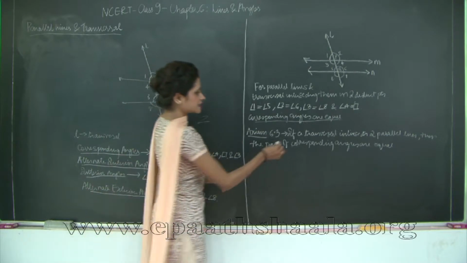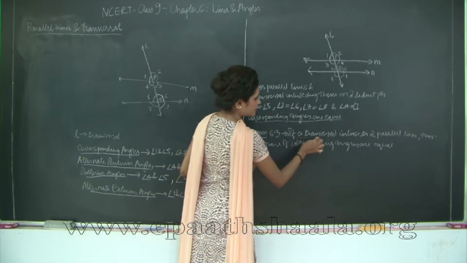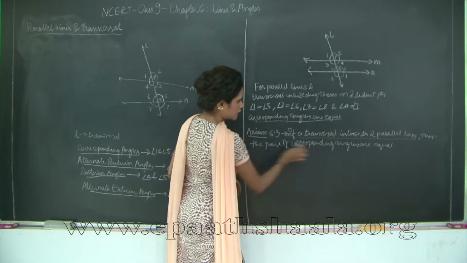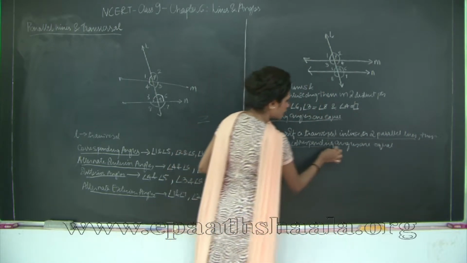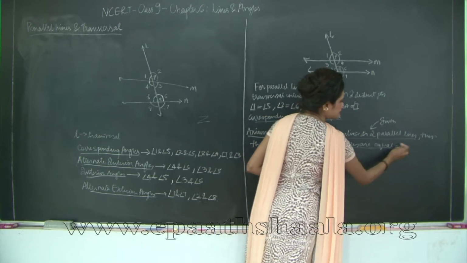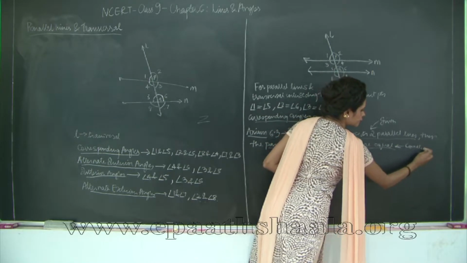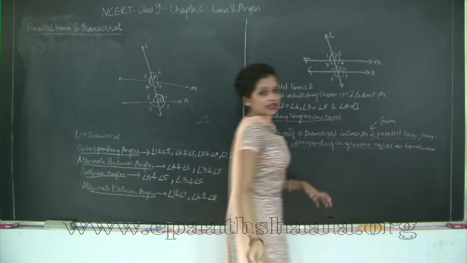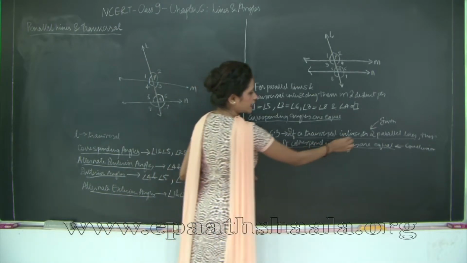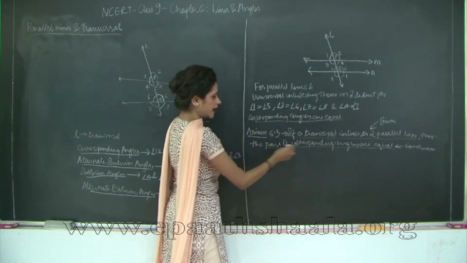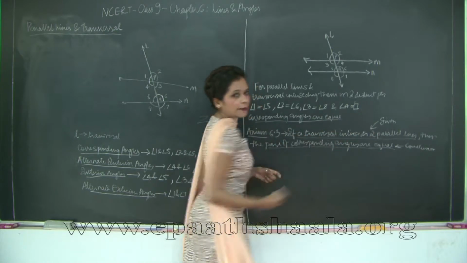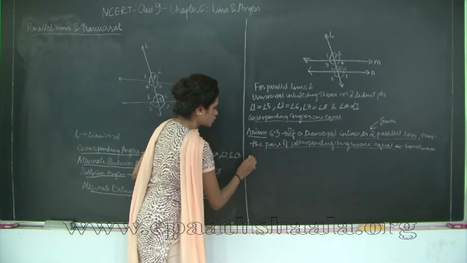So now if we consider this to be given, if a transversal intersects two parallel lines, then the pair of corresponding angles are equal. Here this is the given and this is the conclusion. Let's find the vice versa, the reverse of this. That is, if a transversal intersects two lines and the pair of corresponding angles are equal, then the two lines are parallel. Let's find this out.